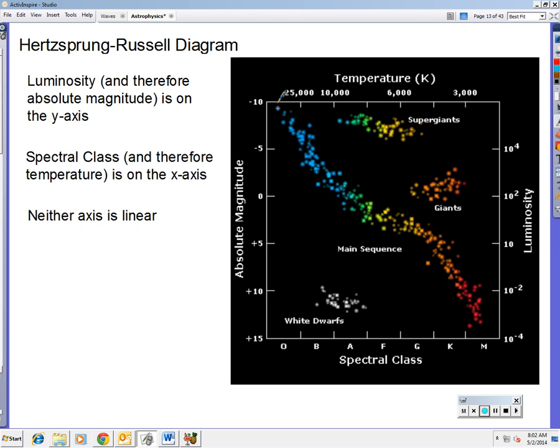Neither axis is linear. The luminosity axis is logarithmic. The temperature axis is just weird. Notice that it's not logarithmic, although it's sort of trying to be logarithmic. And the other thing to notice is that high temperature is actually on the left side of the graph, and low temperature is on the right side. The reason for that is when they first made the Hertzsprung-Russell diagram, they didn't know that spectral class corresponded to temperature, and they just kind of put it in order of color.